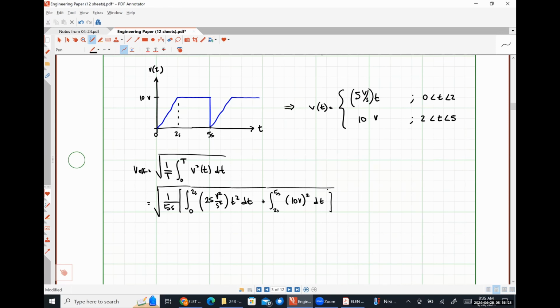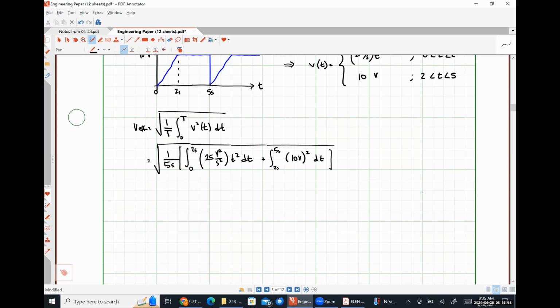Right. So the value of the voltage depends on what time we're at. Whereas from 2 seconds to 5 seconds, the value of the voltage is literally just 10 volts everywhere in that period, right? So at t is equal to 0, our voltage is 0. At t is equal to 2 seconds, our voltage is 10 volts. And then everywhere in between, it's just linearly increasing. Yep. All right.